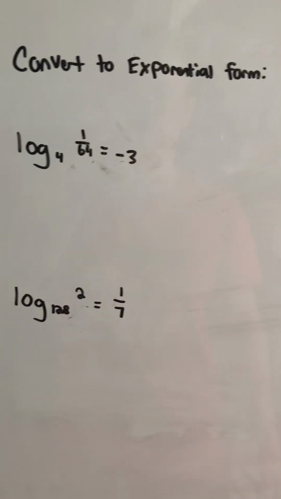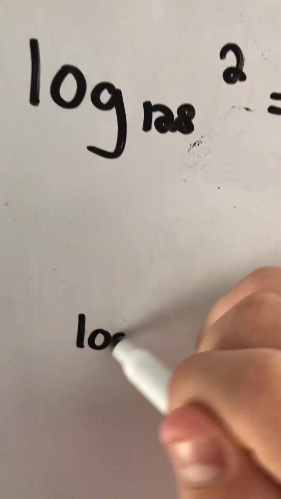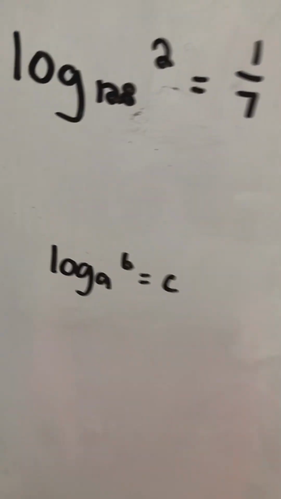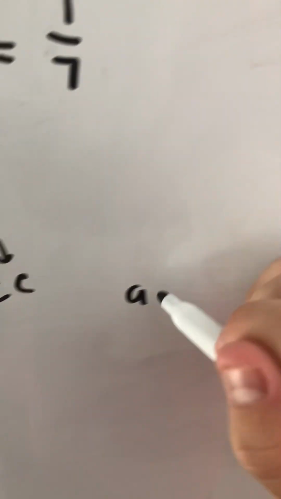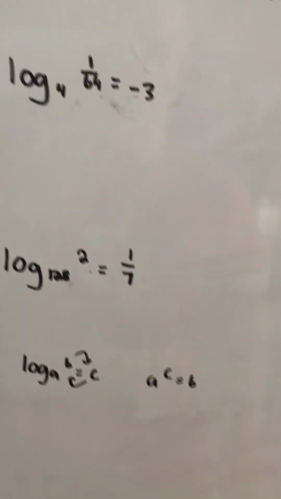Alrighty, convert the following to exponential form. Alright, so the formula we're going to use for this is going to be log base a to the b is equal to c. And to convert this to exponential form, what I'm going to do is move the b and the c around. And I'm going to get rid of the log. So a to the c is equal to b.